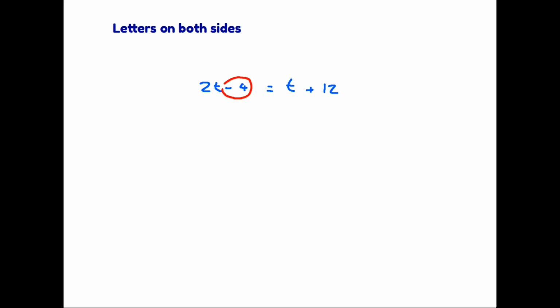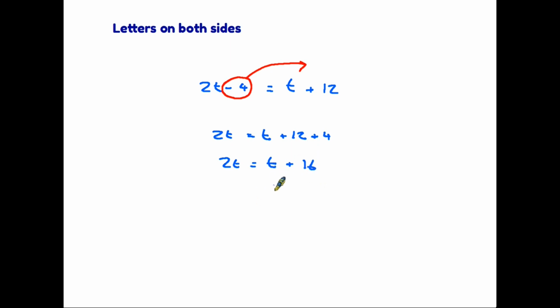So we have a minus 4 that we want to move to the other side. So our second line, the 2t is going to stay where it is. We then have t plus 12, and don't forget it's a minus 4, so it becomes a plus 4. We could then tidy up at this stage. 2t equals t plus, well, 12 plus 4 is 16.